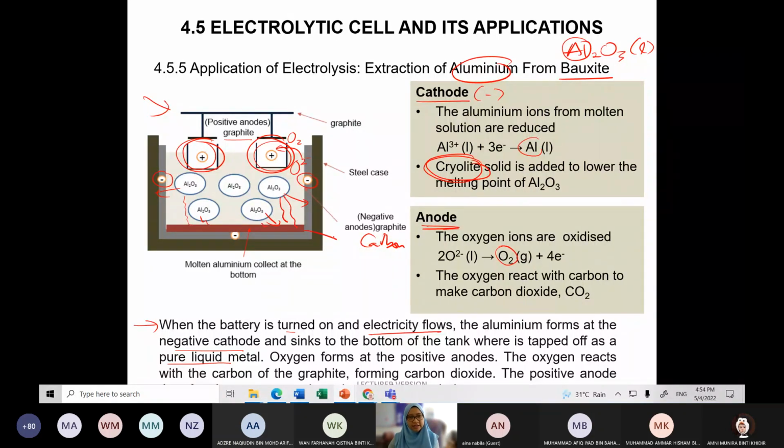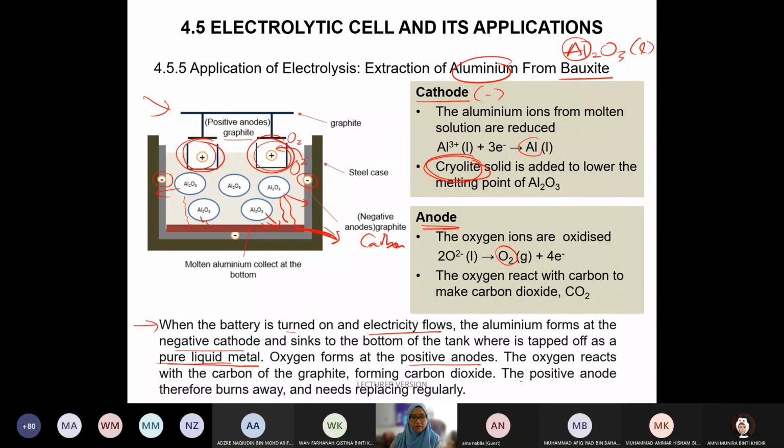Okay, jatuh kat bawah ni. So dia ada inlet, outlet dekat luar ni. Nanti dia akan di-tap off, dia akan diasingkan dekat situ. As a pure liquid metal. So oxygen forms at the positive anodes. The oxygen reacts with the carbon of the graphite, forming carbon dioxide. Okay, macam nak alihkan ni. The positive anode therefore burns away and needs replacing regularly. Okay, so kita kena replace regularly for the anodes.